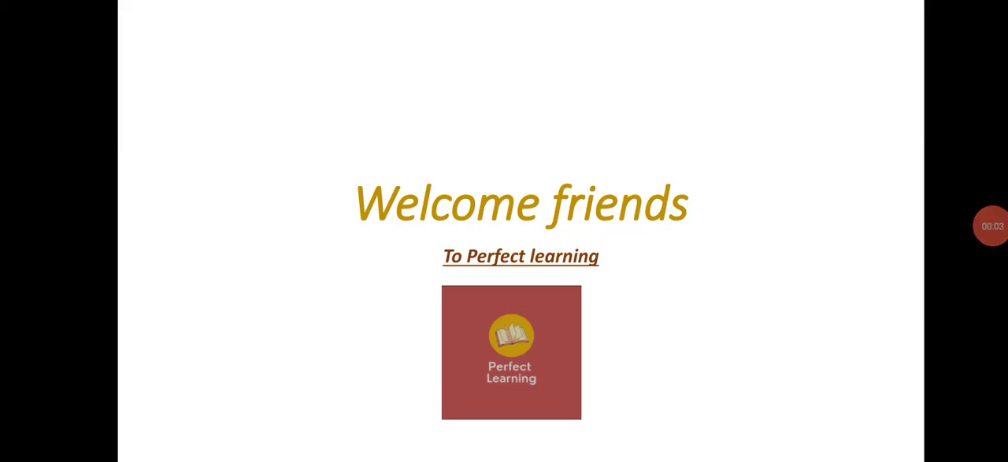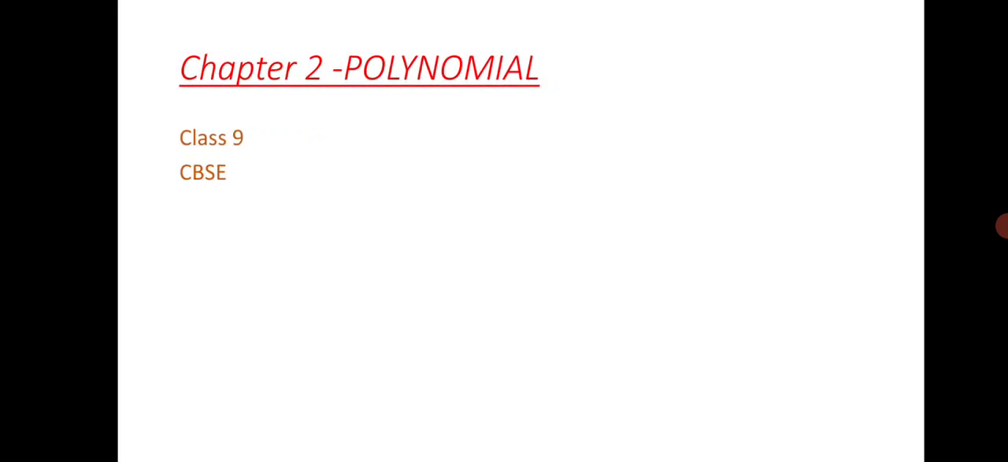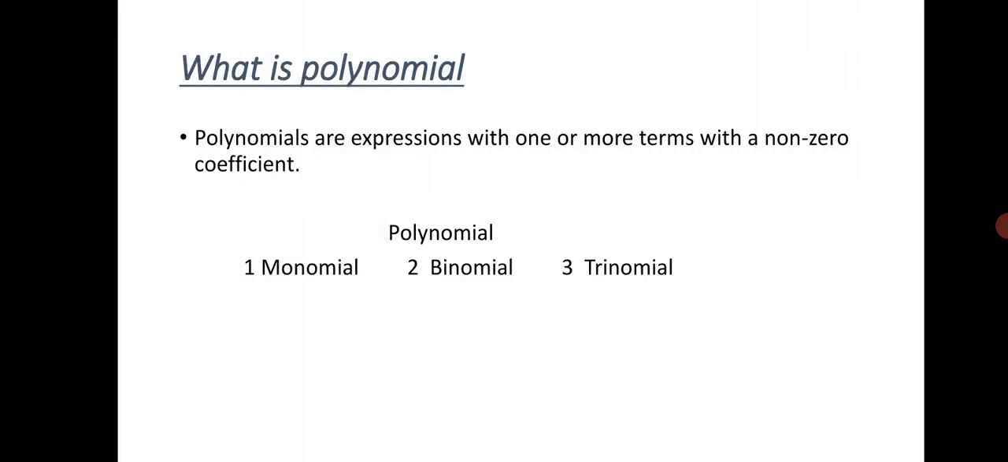Today we are going to start a new chapter, Polynomials, of class 9th CBSE. Basically we should know what a polynomial is. Polynomials are expressions with one or more terms with a non-zero coefficient. I will explain what an expression is and what terms are in upcoming slides. Generally, you understand that polynomials are expressions with one or more terms with a non-zero coefficient.